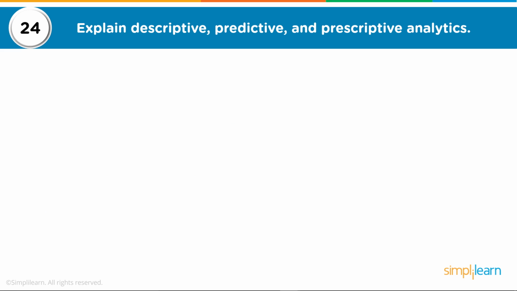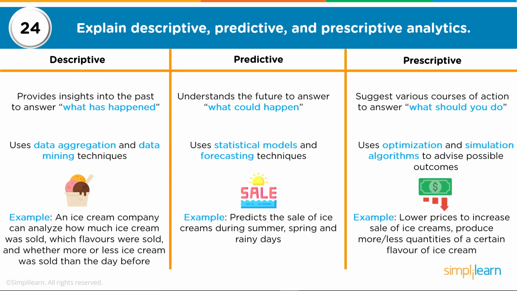Explain descriptive, predictive, and prescriptive analytics. Descriptive provides insights into the past to answer what has happened. Uses data aggregation and data mining techniques. Example: an ice cream company can analyze how much ice cream was sold, which flavors were sold, and whether more or less ice cream was sold than before.